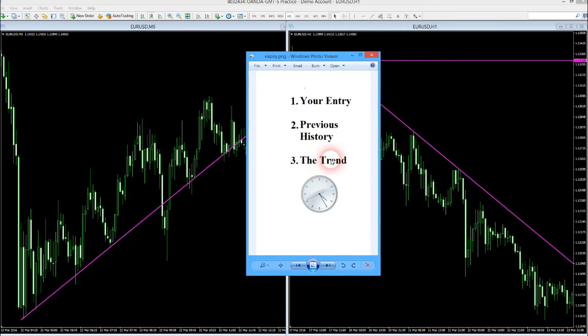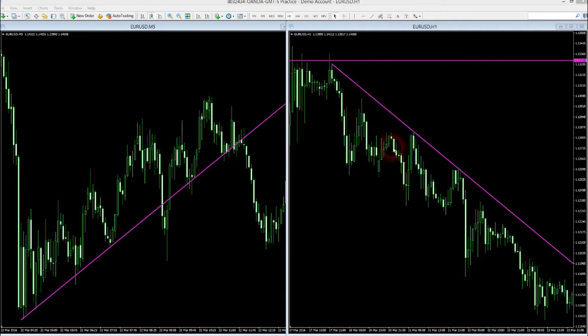The trend is also a factor that will help you understand which expiry is suitable for your trade, as well as previous history. And we can see here previous history. Well, obviously the price is going down, and you can see that for example, if you would have wanted to execute here, you would look at previous history.